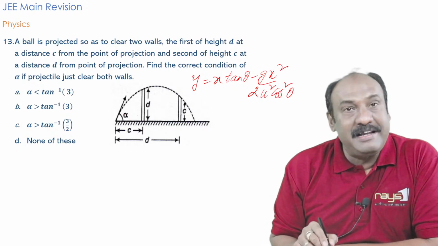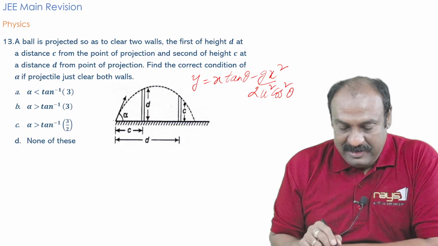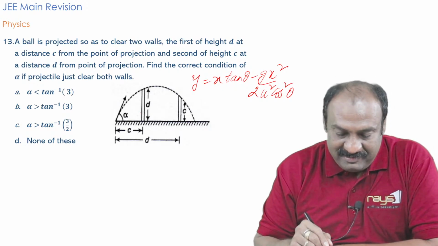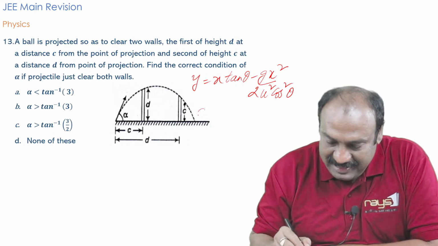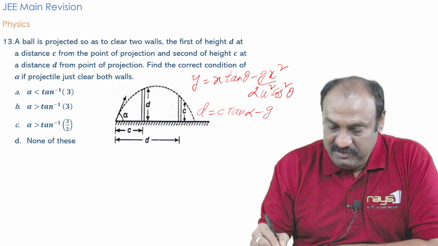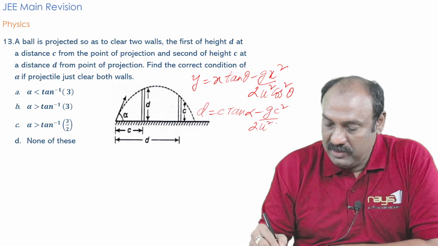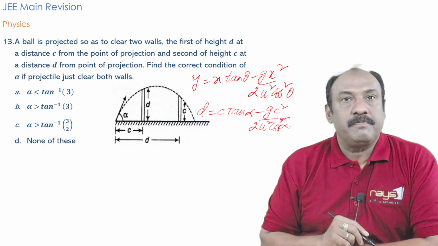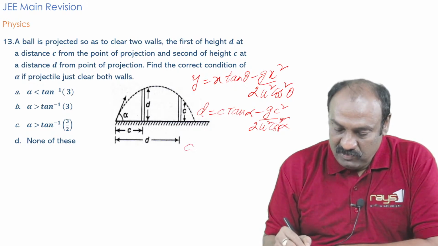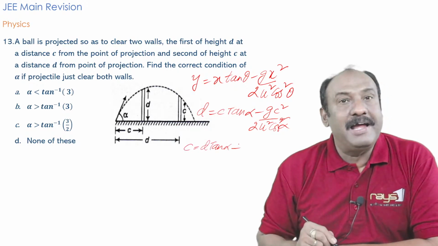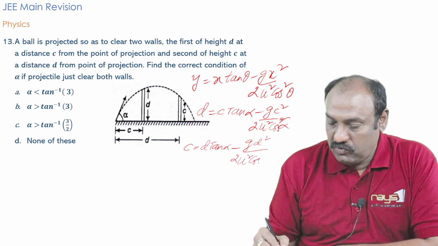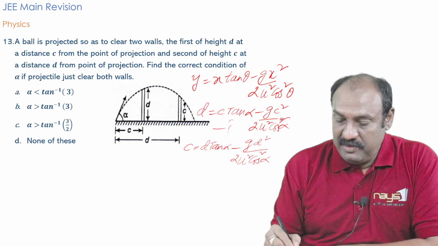For the first wall, vertical displacement is d, horizontal displacement is c, angle of projection is alpha. So in clearing the first wall, d equal to c tan alpha minus g c square by 2u square cos square alpha. In a similar way, for the second case, this distance is d and the y coordinate is c. So c equal to d tan alpha minus g d square by 2u square cos square alpha. This is equation 1, this is equation 2.